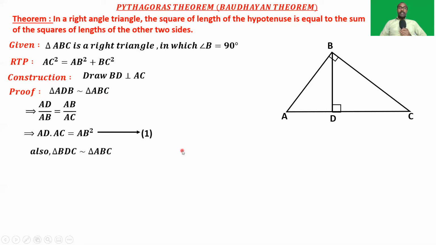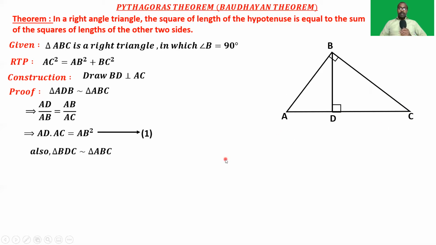Now consider triangles BDC and ABC. The second triangle on which is the side of perpendicular BD is triangle BDC. We know that it is also similar to the whole triangle, that is triangle ABC. So triangle BDC is similar to triangle ABC.